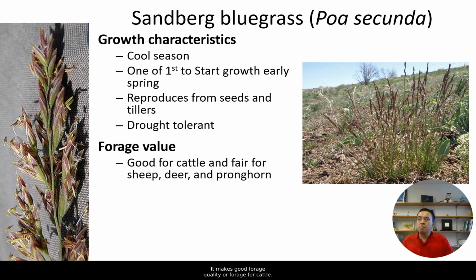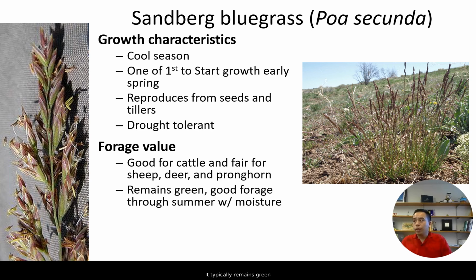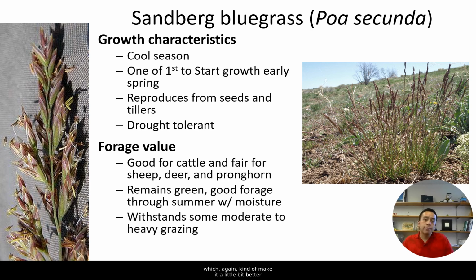In terms of forage, it makes good forage for cattle. It's all right for sheep and deer and pronghorn. It typically remains green and stays good forage throughout the summer if there's sufficient moisture around. And it can also withstand some moderate and heavy grazing, which again kind of makes it a little bit better for forage quality. So that's it for the plants we have for this week and the rangeland types.